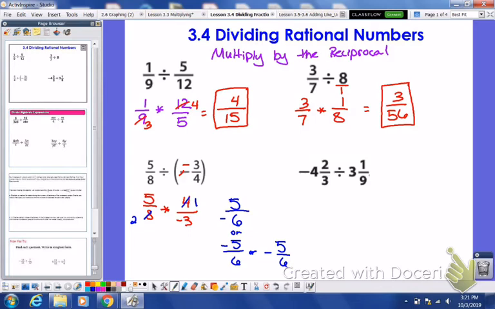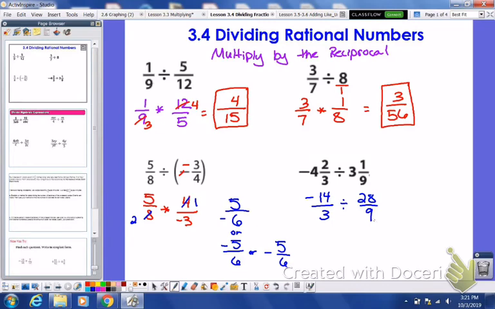Okay, next one. Changing our mixed numbers into improper fractions. So 3 times 4 is 12 plus 2 is 14. Please be careful. There is a negative here. However, when we multiply and add, we don't think about them being negative. We just add the negative at the end. So it's not 3 times -4 and then plus 2. It's just 3 times 4 plus 2 over 3, divided by, I need to change this before I can do my reciprocal. So 9 times 3 is 27 plus 1 gives us 28 over 9.